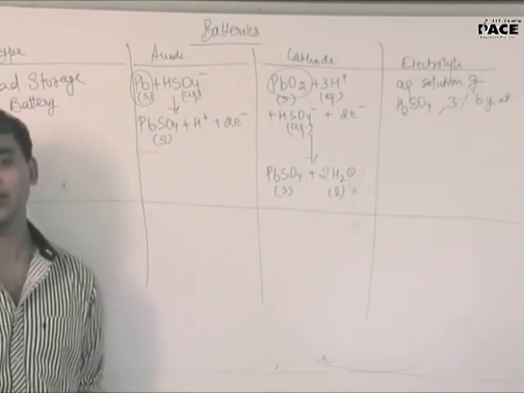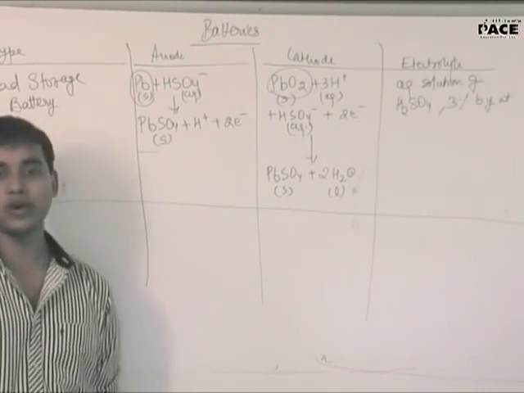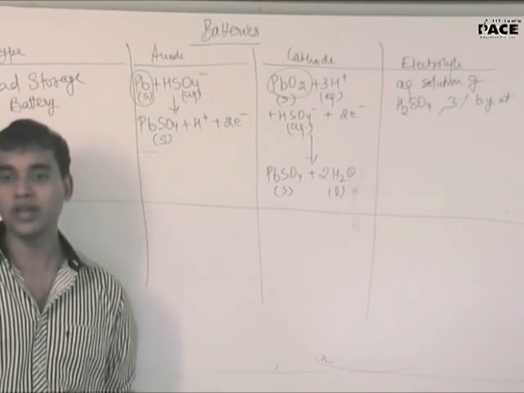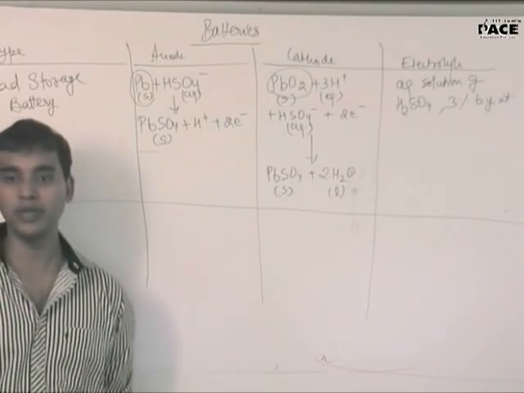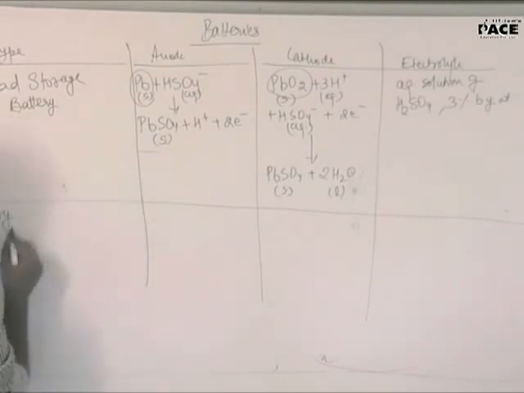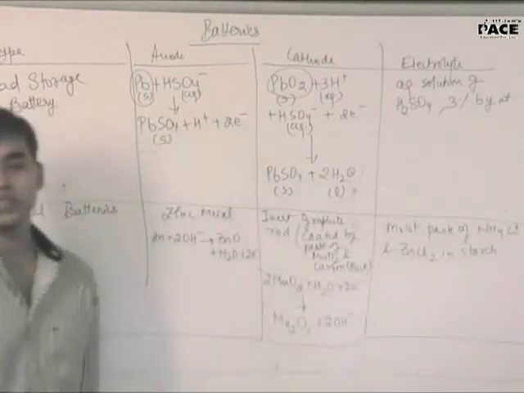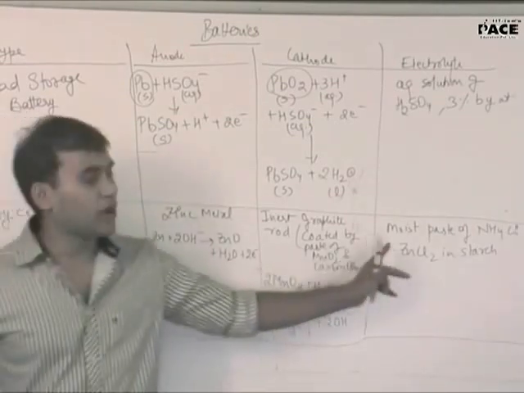They can ask you directly what is used as an anode and what is used as a cathode, and they can give you the options Pb, PbO2, Pb, PbSO4, PbSO4, Pb. They can give you all these combinations. Clear? 3% by weight.